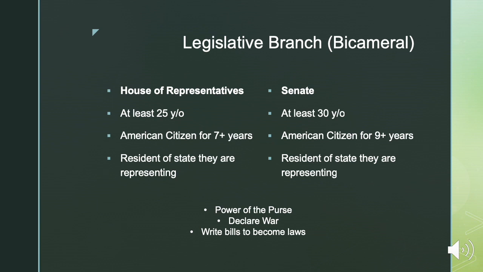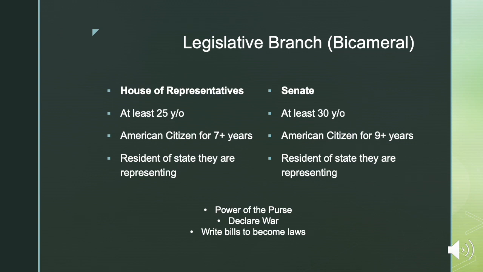This house is determined by population. So there is a fixed number of seats within the house that is over 400 at the moment, but that number is fixed, and they just redistribute the number of seats to each state based on population. So if you live in a state like California or New York, you're going to get a lot of representatives in this house, but if you live in Wyoming or Maine, you're not going to get as many representatives.